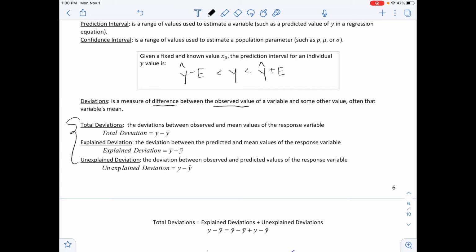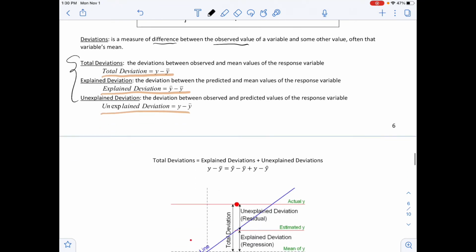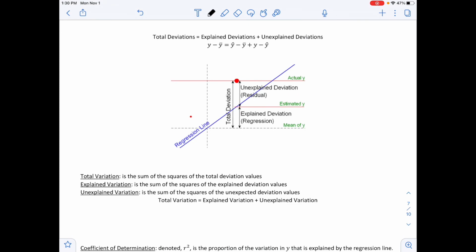The formulas for all of these are given. They're all listed here. On the next page, we have a graph that represents these total deviations, explained deviations, and unexplained deviations. Using the formula that is given on this page, you would be using the fact that you know y, y hat, and y bar in order to calculate these different deviations. Y is the actual observed value. Y hat is the predicted one that we would get from our line of best fit. And y bar is the mean of the y values.